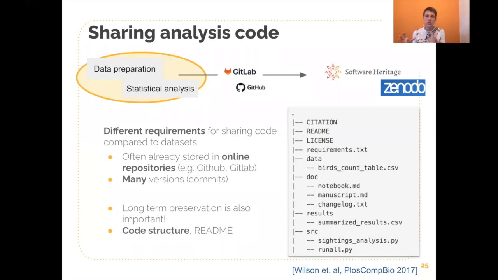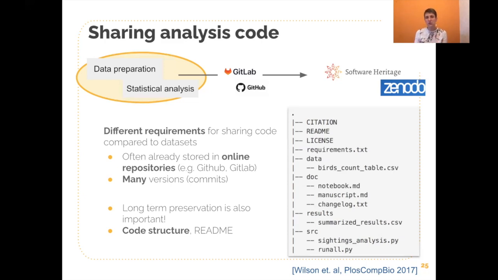Because basically, if you just put your code on GitLab or on GitHub and you don't think about it more, that code might not be available 10 years from now. And so there are dedicated platforms such as Software Heritage and Zenodo that let you store the code and make sure that it will stay in the long term.